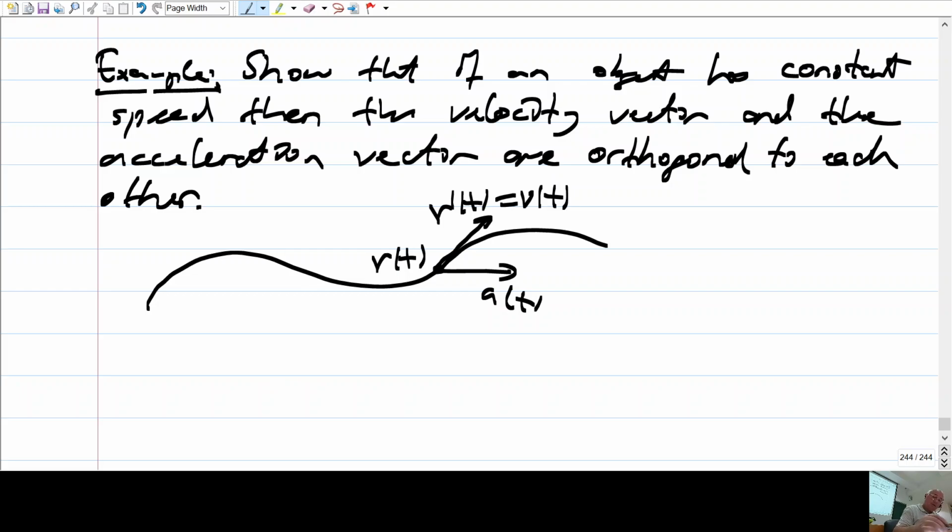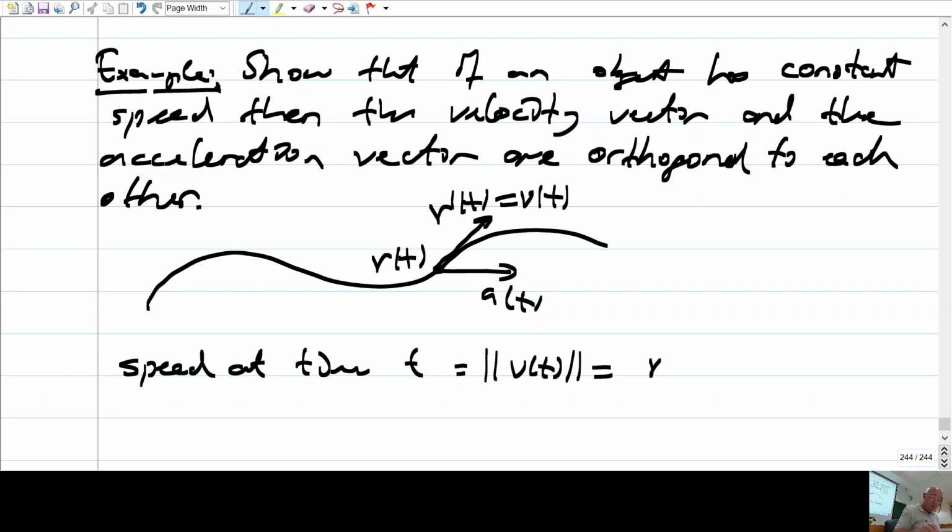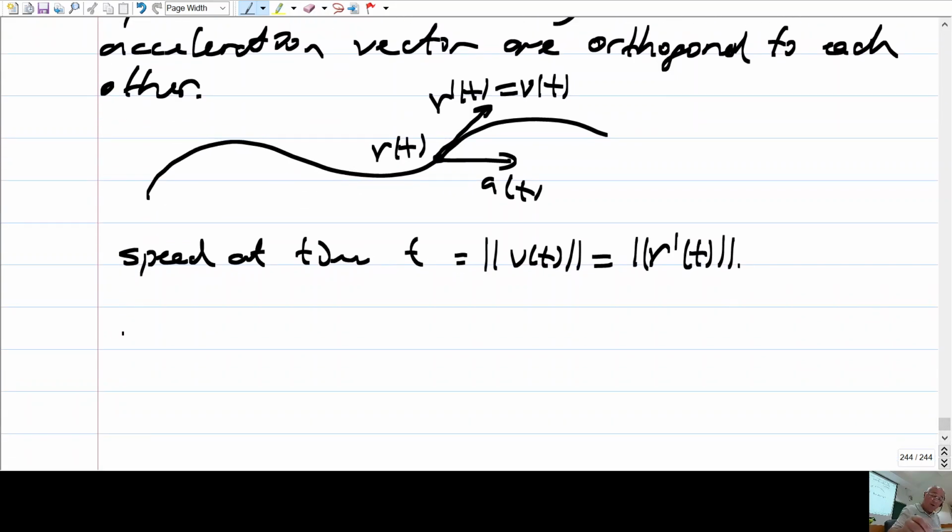So let's see why this is the case. What is speed? Speed at time t is, what was it? It was the norm of the velocity. So it is just the norm of this vector, r prime.